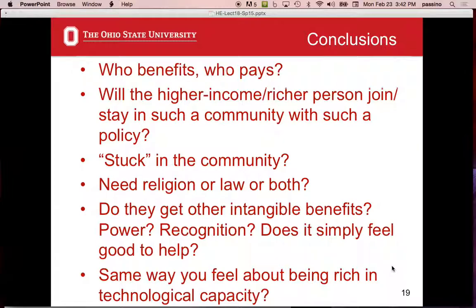So the questions are, who benefits, who pays? Equal people, everybody benefits, nobody pays. Unequal people, the rich guy's paying to some extent. I mean, without a doubt, he's paying. Everybody knows that. That's what's going on, right? The question is, is that fair or not?